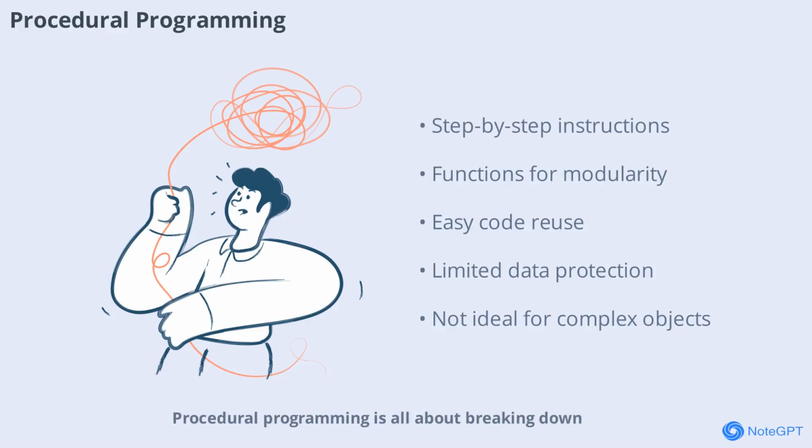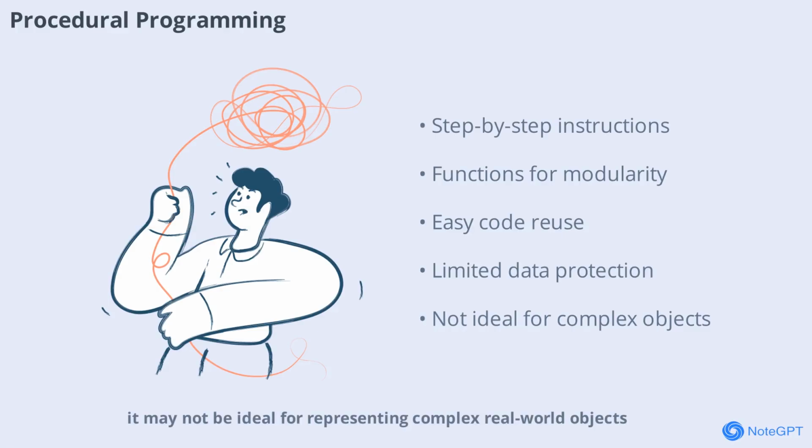Procedural programming is all about breaking down tasks into a series of step-by-step instructions, organized into functions. In Python, this means writing code that executes in a specific order, with each function handling a distinct part of the process. This paradigm emphasizes modularity, making it easier to organize related code and reuse functions across different parts of your program. Procedural programming is especially effective for general-purpose tasks and when you need portable, straightforward code.